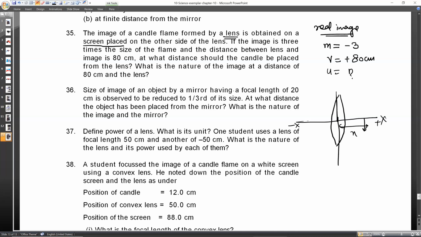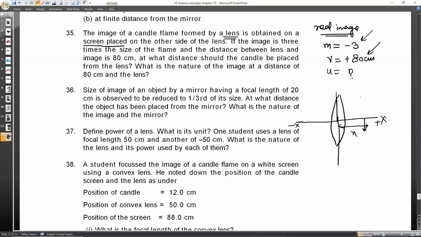What is the nature of the image at a distance of 80 centimeters from the lens? You need to find out the nature, whether it is enlarged, magnified. It is already given as real and magnified. But you need to find out the value of u. So how will you find this? What is the value of u?